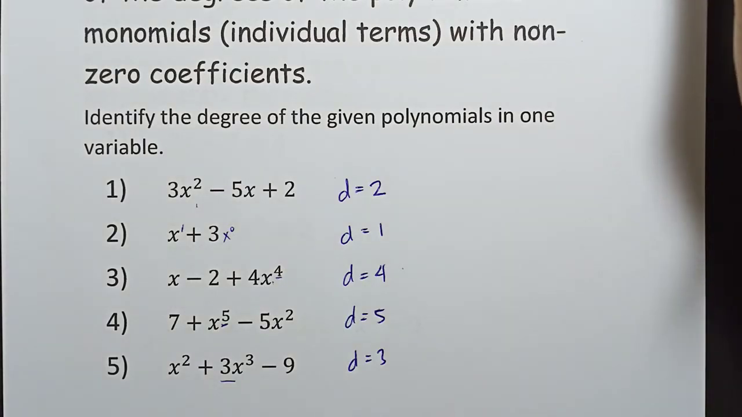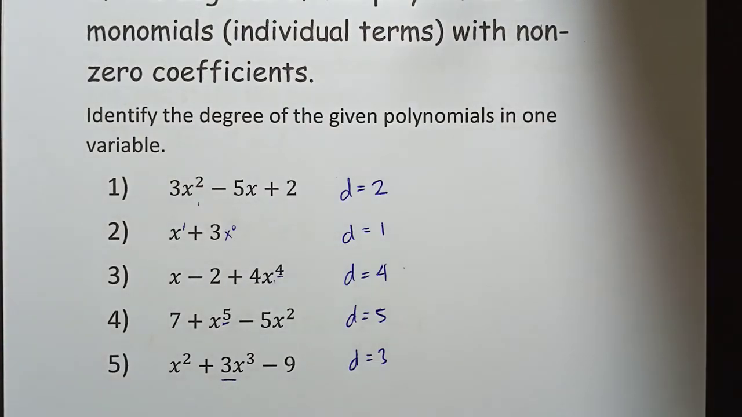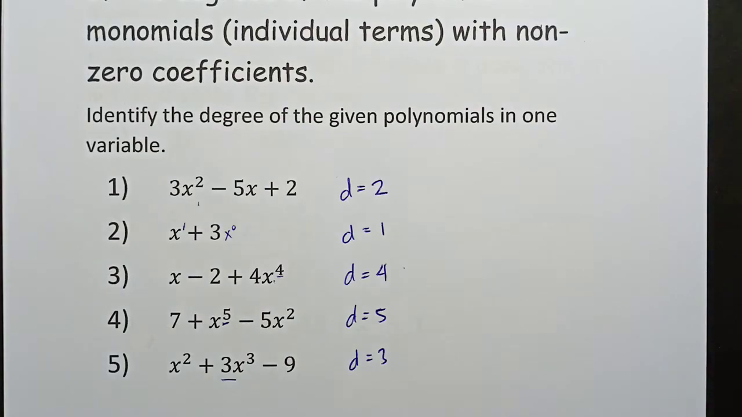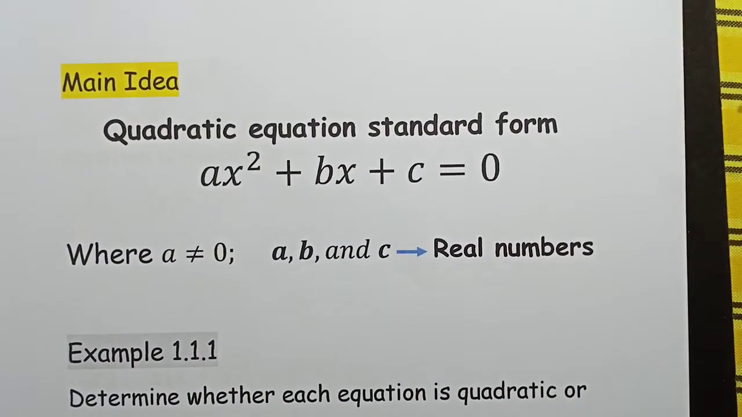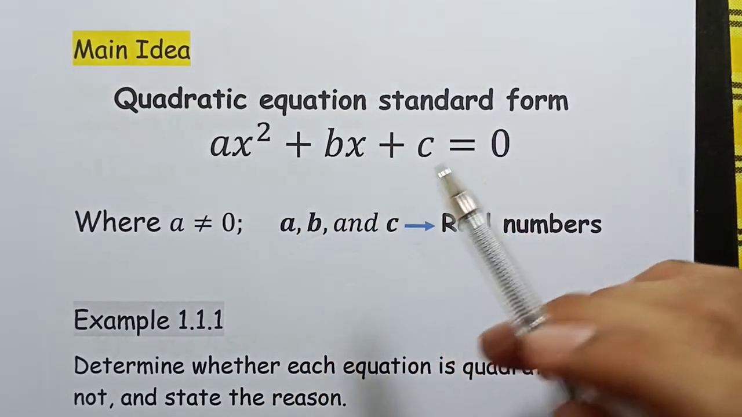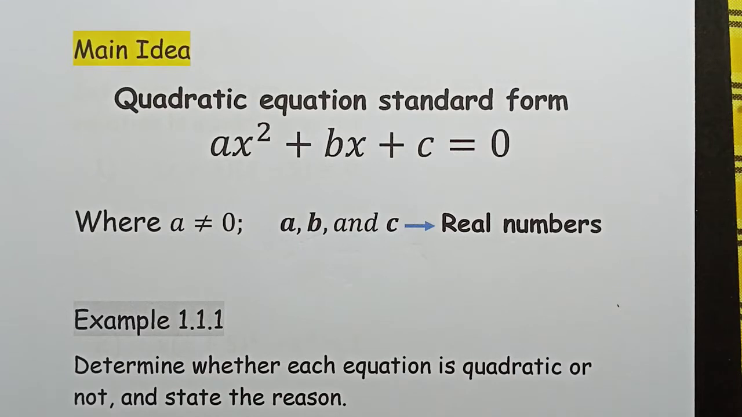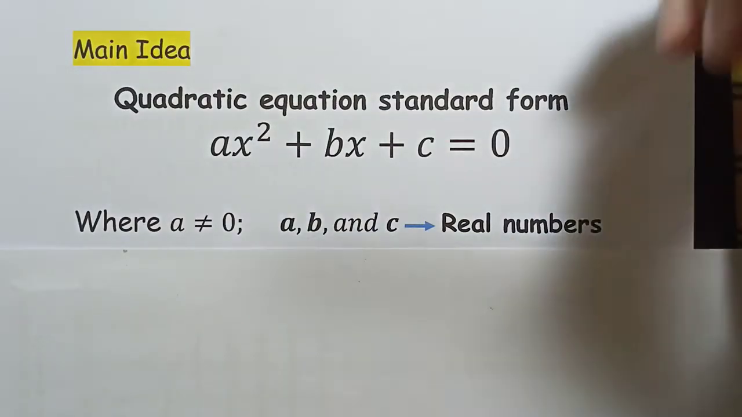So, now na alam na natin yung degree of a polynomial, magagamit natin to sa pag-identify if the equation is quadratic or hindi. So, let's proceed. Main idea, quadratic equation, standard form is ax squared plus bx plus c equals 0, where a is not equal to 0 and a, b, and c are real numbers. Real number is any number in the number line. It can be any number in a number line. So, ayun yung real number.